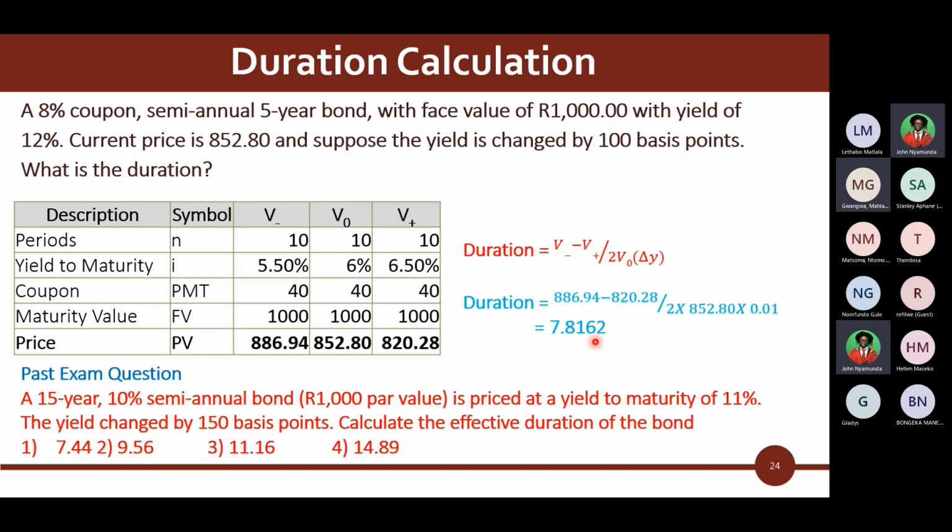I didn't understand the yield to maturity part, as in the 5.5% and 6.5%. So yeah, that's a good question. You can see the yield to maturity given here is 12%.